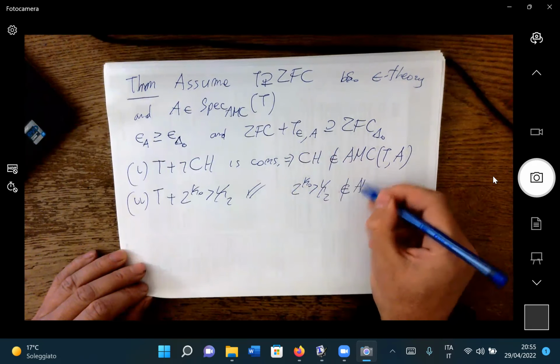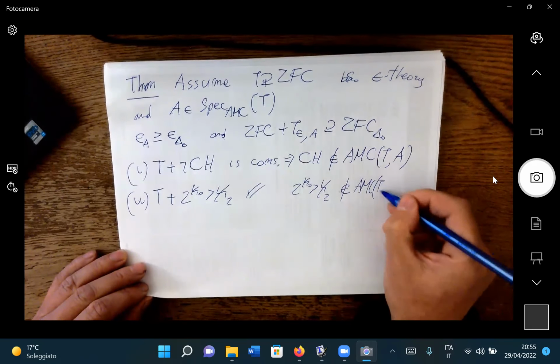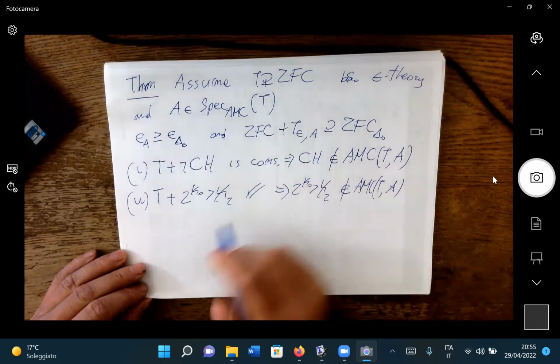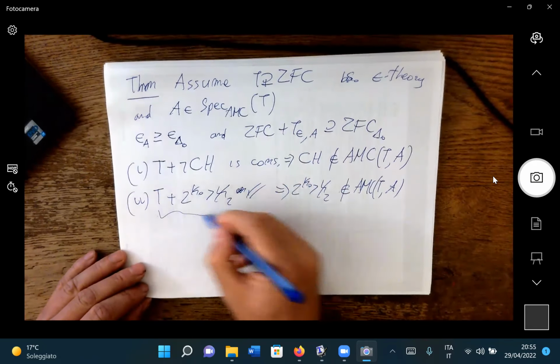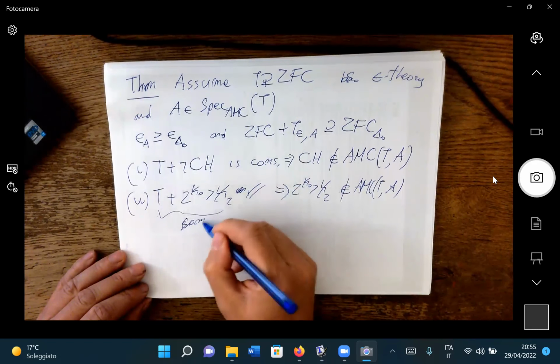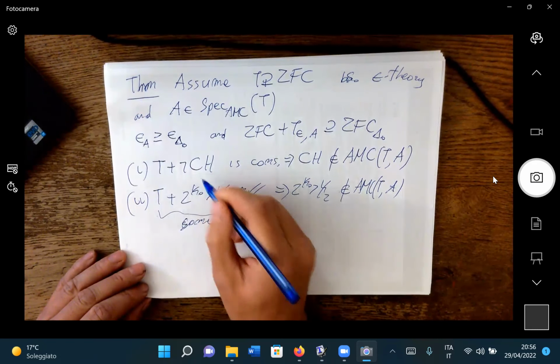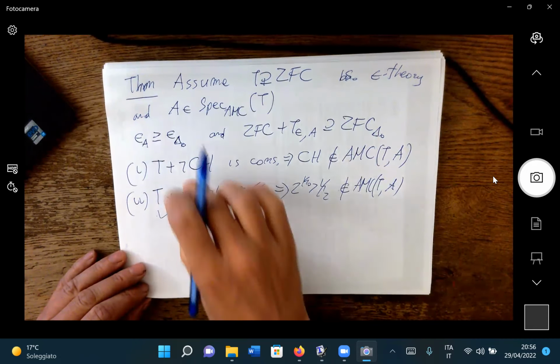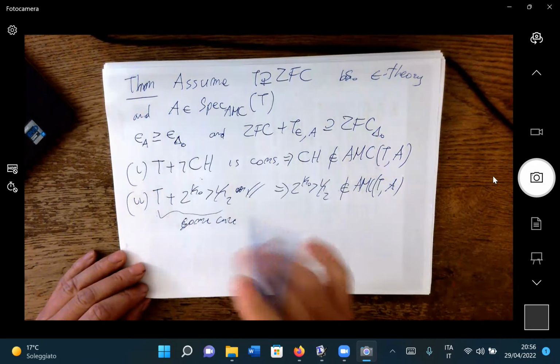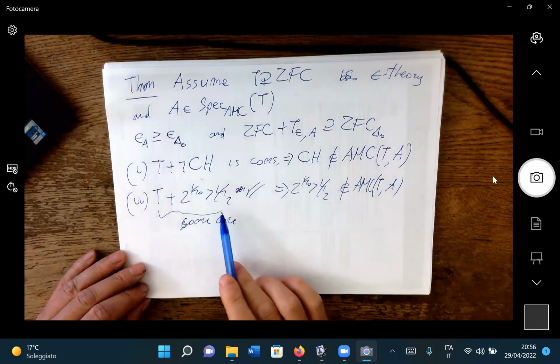Not in AMC. Okay, consistent. Okay, well, here the sum curve. I mean, here it's really just the non-CH as I stated it. Here I have to be more careful, but essentially it is this stuff.